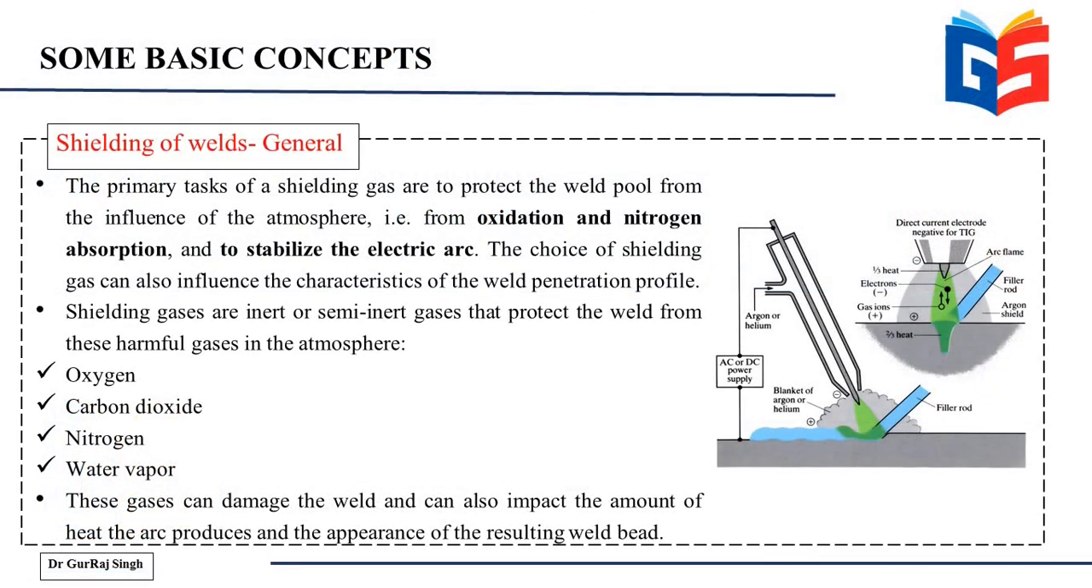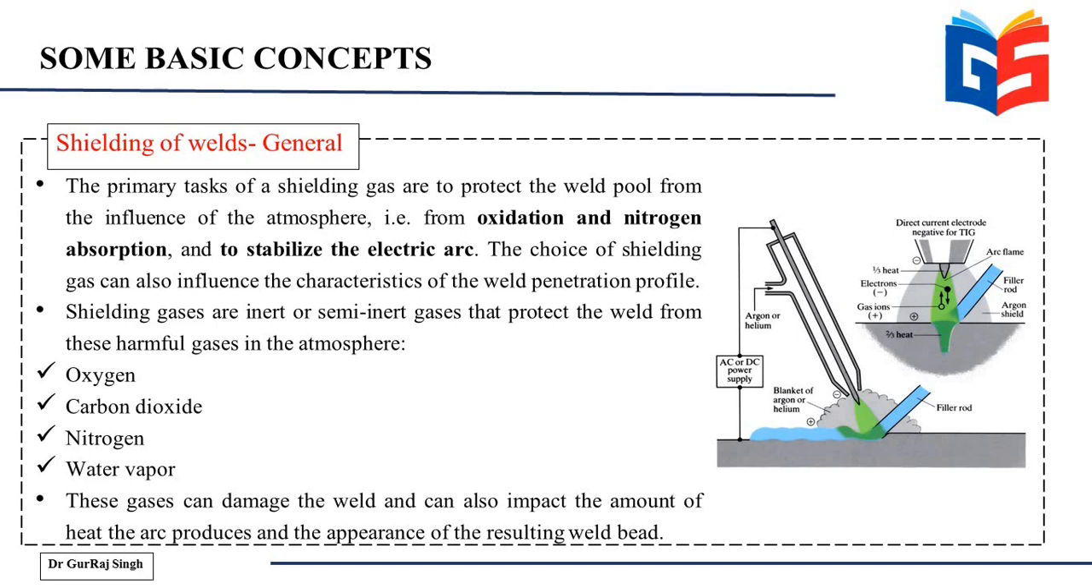As we know, the primary function of any shielding gas is to protect the weld pool from either the influence of the atmosphere, like oxygen gas which is there in the atmosphere, and nitrogen absorption. And also another very important function of the shielding process is to stabilize the arc, because if your arc is not stable, you cannot perform the welding in a very neat and clean manner.